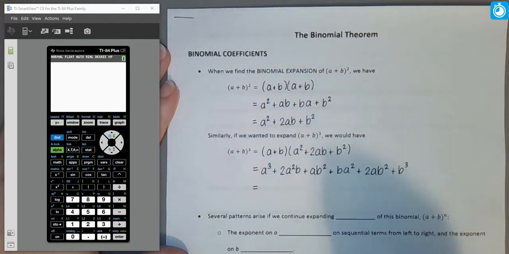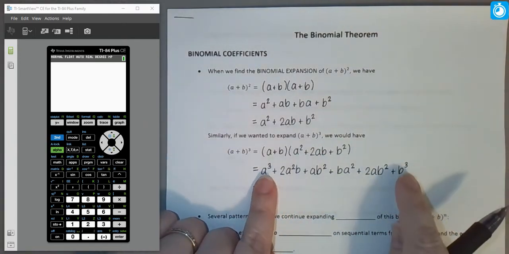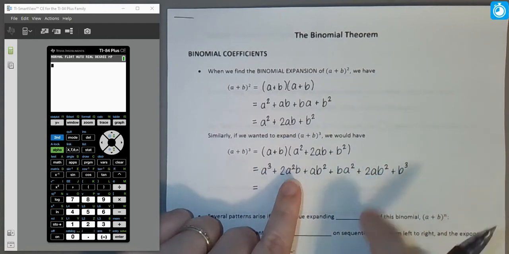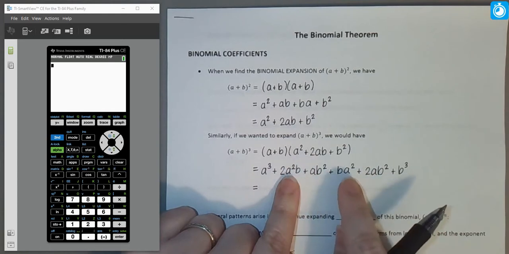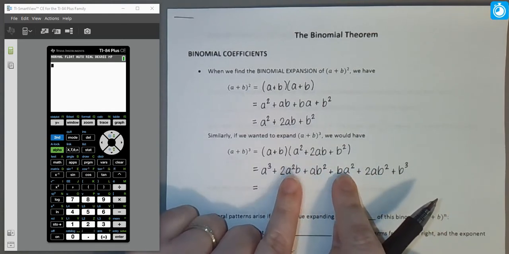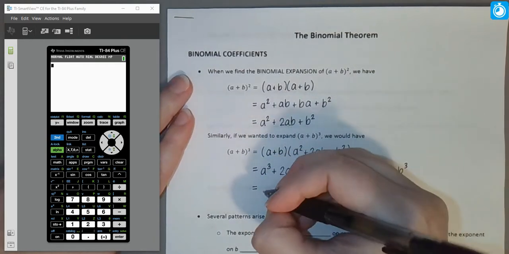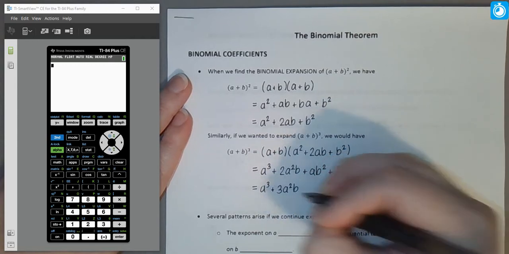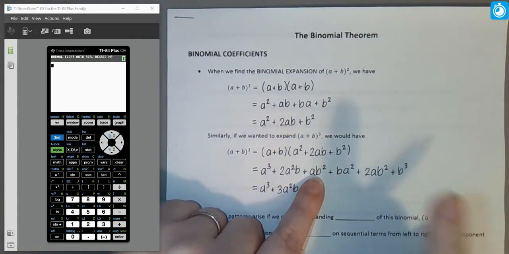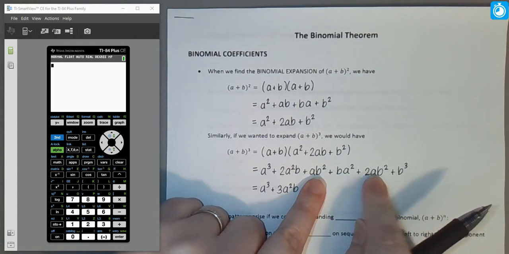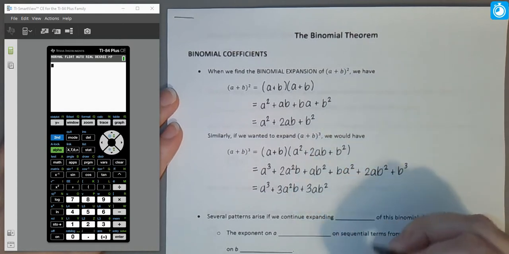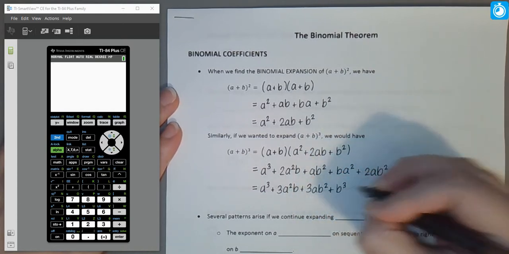Now, just like with the previous problem, we have some like terms. They may be disguised, but they are like terms. So a cubed and b cubed, those are solitary. They don't combine, and there's nothing else that they combine with. Now, 2a squared b, notice there's another term that has an a squared and a b. So we have 2 of them plus another one. So a cubed plus 3a squared b. And then we also have ab squared and another 2ab squared. So plus 3ab squared plus b cubed.